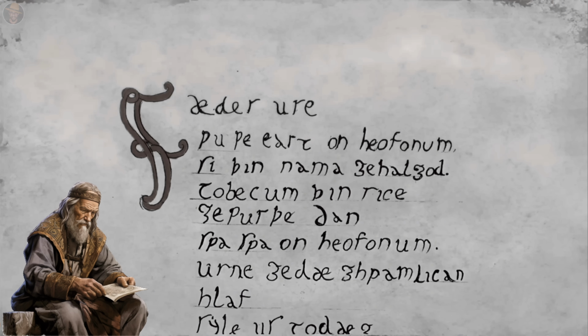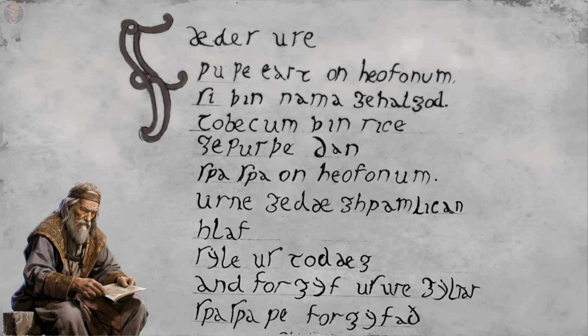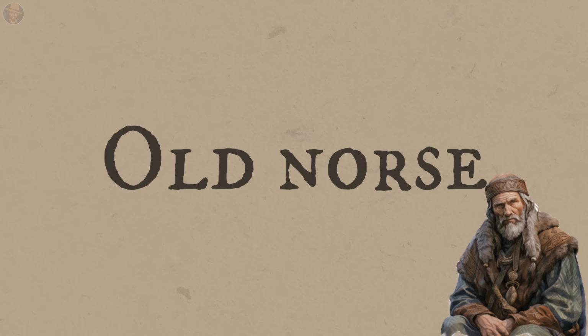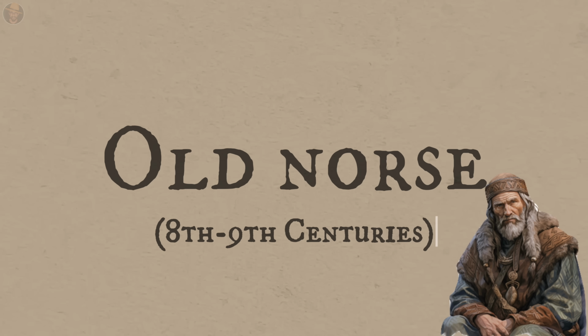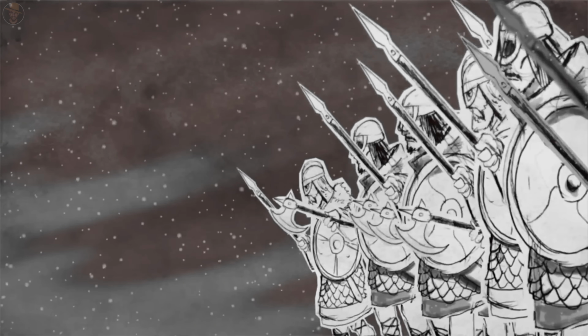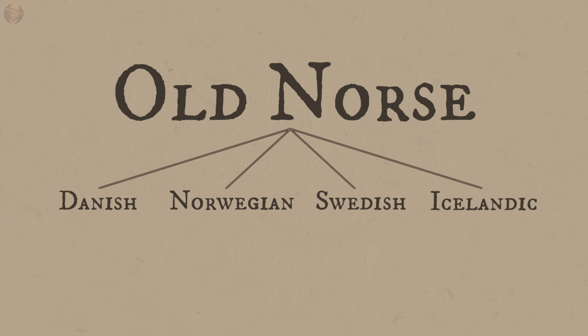If it looks completely foreign, that's because it is. This language, spoken from around 450 to 1150 AD, was filled with complex grammar and vocabulary, but the story of Old English doesn't end there. In the 8th and 9th centuries, Viking invasions brought Old Norse into the mix. Words like sky, egg, and window entered the English lexicon.